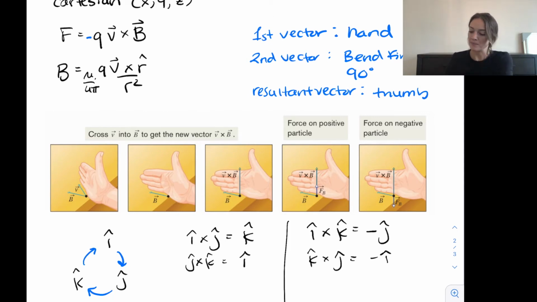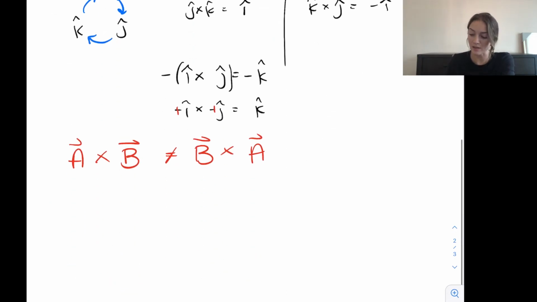So there were some questions, I think for homework, where it said: this is the velocity, this is the resultant force, what's the magnetic field?